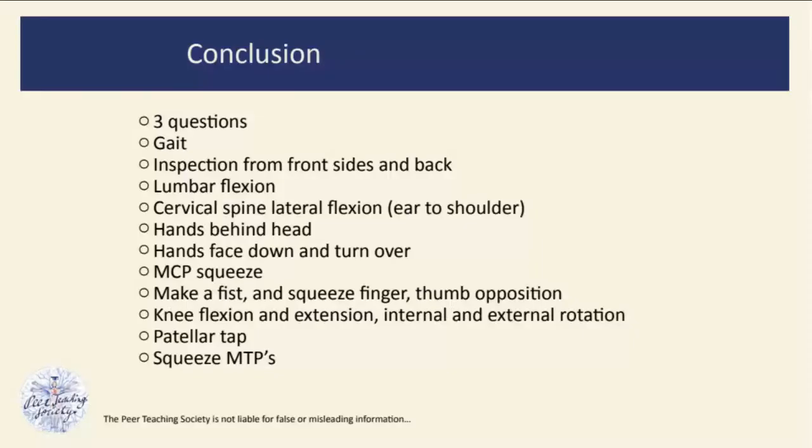So yeah, just to conclude, just to summarize the GALS, you want to do your 3 questions, as we talked about earlier. Look at their gait, look at them from the front, sides, and back. Lumbar flexion with the 2 fingers on the back. Ask them to do the movements of the cervical spine, hands behind the head, hands face down, turn over, MCP squeeze, make a fist, squeeze the finger as hard as you can, thumb opposition. Then you do the knee flexion, extension, internal and external rotation, the patella tap, and then you squeeze the MTPs. That's pretty much everything in the GALS. It's quite short.